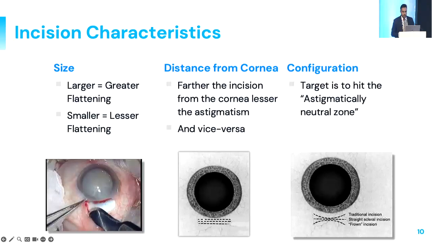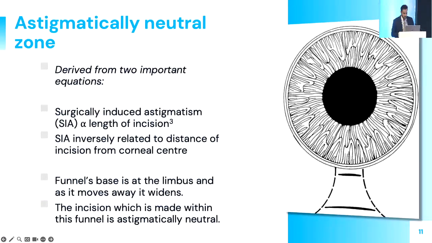This was based on a concept given by Cox, who said that the target should always be to hit the astigmatically neutral zone. So what is the astigmatically neutral zone? It is derived from two important equations: surgically induced astigmatism is directly proportional to the length of the incision to the power cube, and it is also related to the distance of the incision from the corneal center. The concept is like a funnel based at the limbus, and as it moves away, it widens. If we make an incision here, it should be astigmatically neutral. This was quoted by Cox at that point.